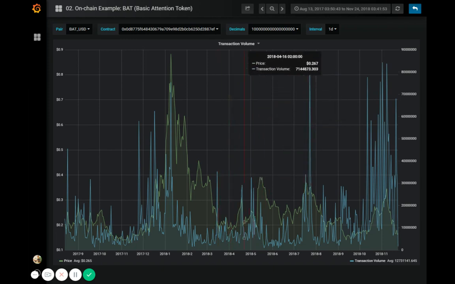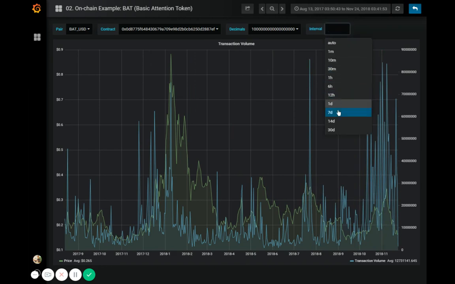Now, this here is a transaction volume graph for Basic Attention Token, or BAT. This is a decentralized ad network on Ethereum. So this per day graph is still pretty noisy. So what we first want to do is smooth it out with a 7-day average.